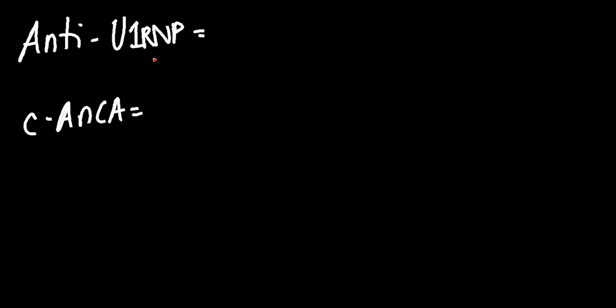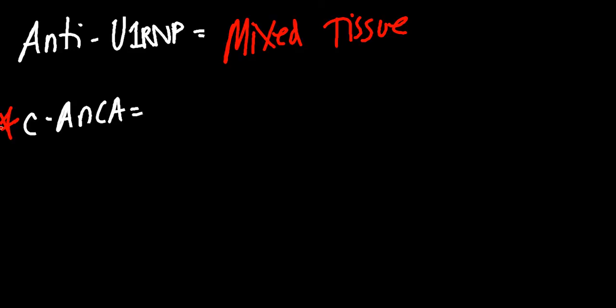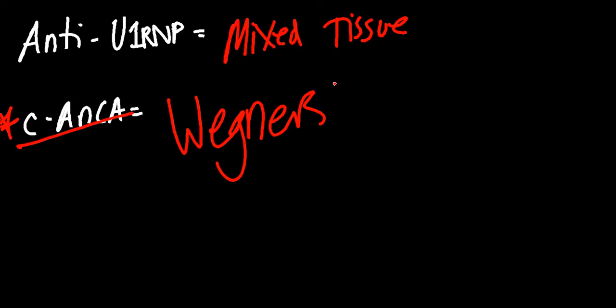Anti-U1 ribonucleoprotein, or also known as anti-U1 RNP. So this is going to be mixed connective tissue disease. And then lastly, this is top 3. Whenever you see C-ANCA, there's one disease that you just, it's gotta pop into your mind. Wegener's. C-ANCA, think Wegener's. So, this is all I'm gonna do on this video.